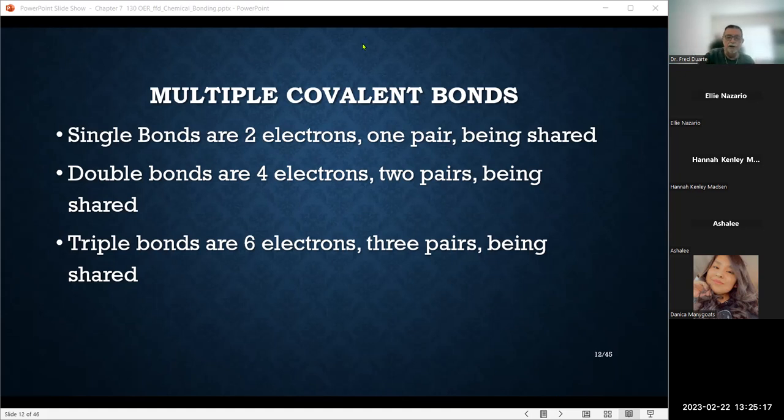For example, and I'm going to give you generic examples here. You have, let's say, A bonded to B 4 times, 4 bonds. Each line represents a bond to B. So you can see there's 8 electrons around A, okay, 4 bonds.